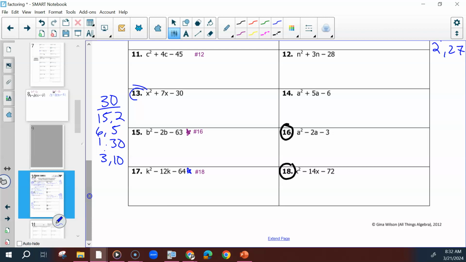And then of those, which pair would we use? 3 and 10, which would be negative? 3. So x minus 3, x plus 10. Others up to 14 before we start 15 through 18.